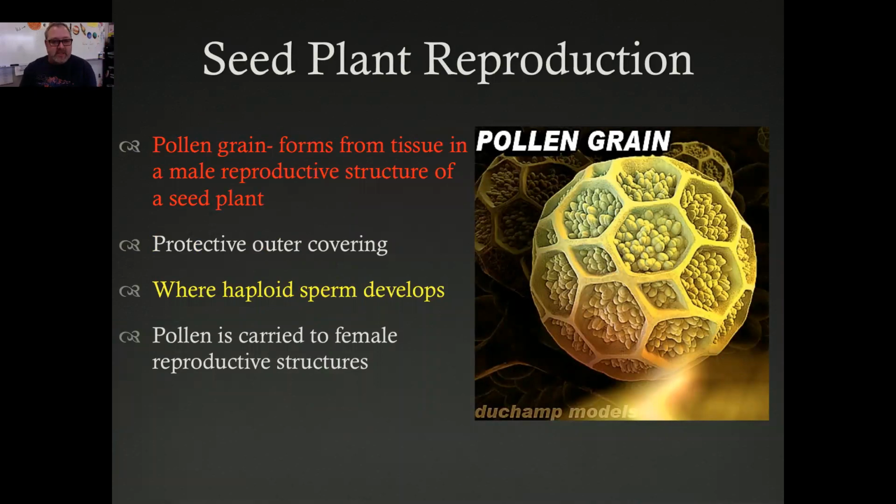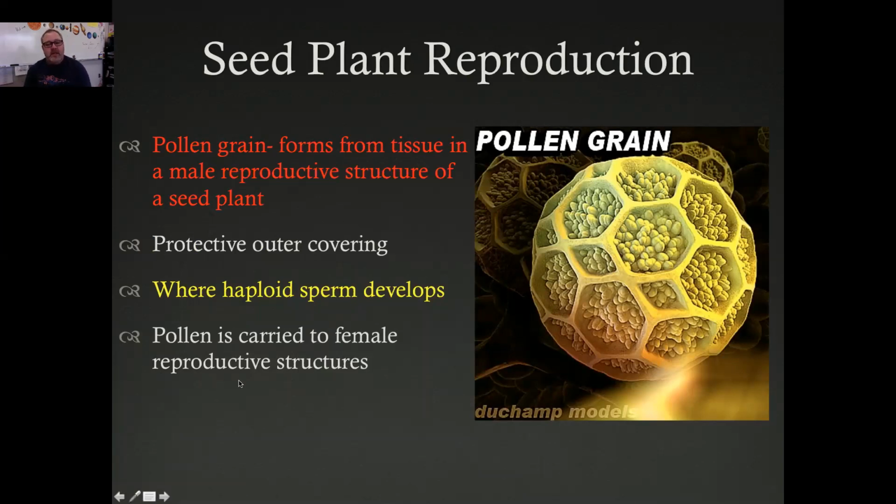That was seedless plants. Now, when seed plants go through reproduction, they produce what's called pollen, and they create pollen grains from tissues in the male reproductive structure of the plant. Okay, so pollen is from the male plant. There's a protective outer covering on the pollen grain, and that's where the haploid sperm develops.